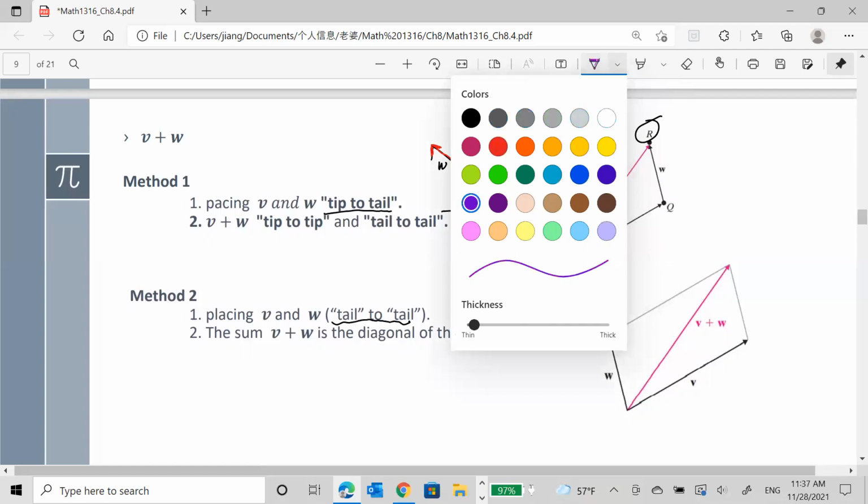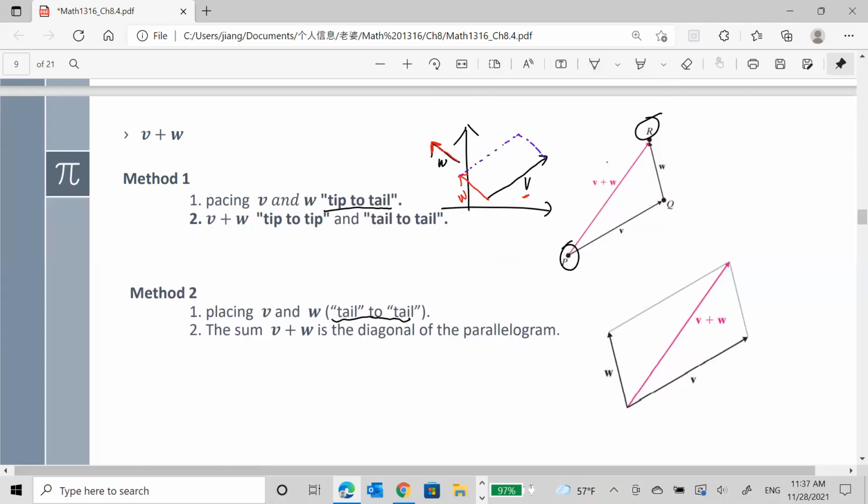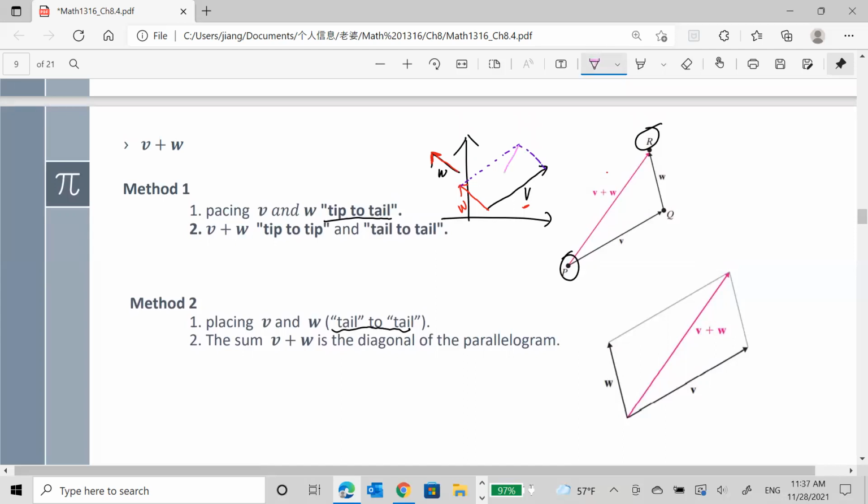And then the diagonal is the sum. So the diagonal, if I use this pretty color, the diagonal is the sum of W and V. So you can use two methods. The first method is tip to tail, and then the sum V plus W is tip to tip and tail to tail. The second method is to move the V and W to the tail to tail version, and then the sum is the diagonal of the parallelogram.